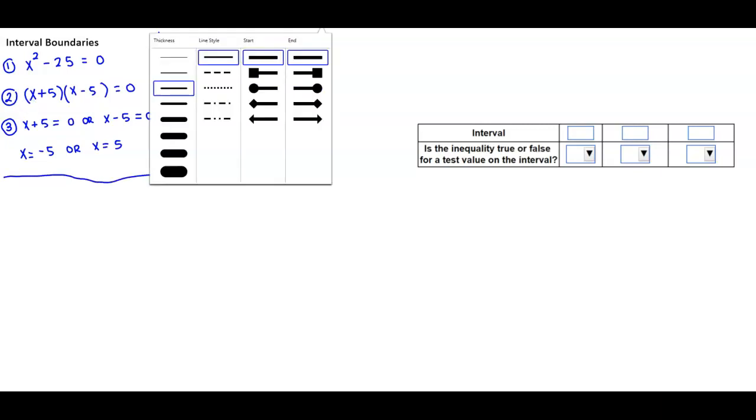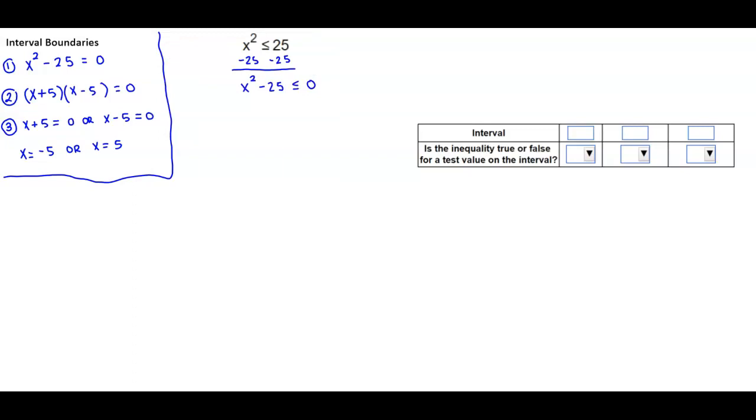Let's go ahead and draw our number line. We have 0, negative 5, and 5. We know that we have negative infinity on the left side and positive infinity on the right. Draw a line up to mark interval 1. Draw a line up from positive 5. This is interval 2, and this represents interval 3.